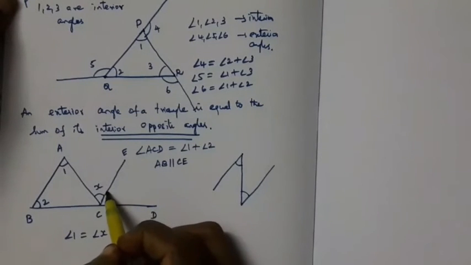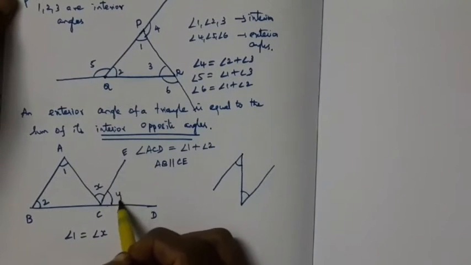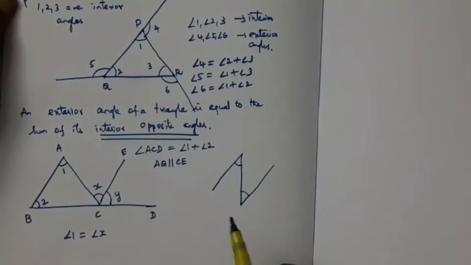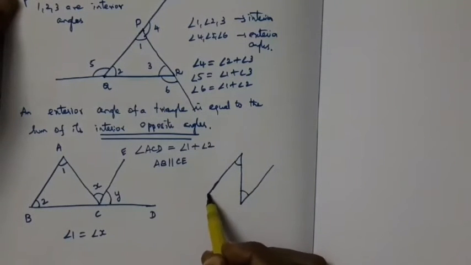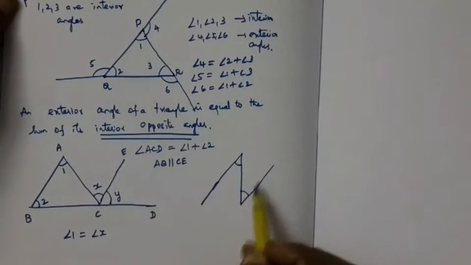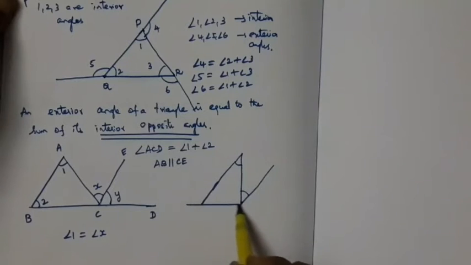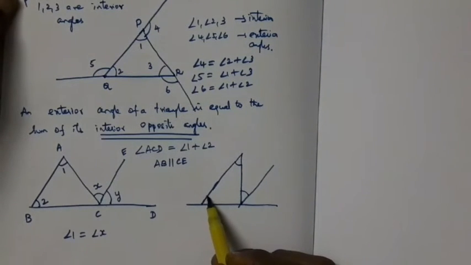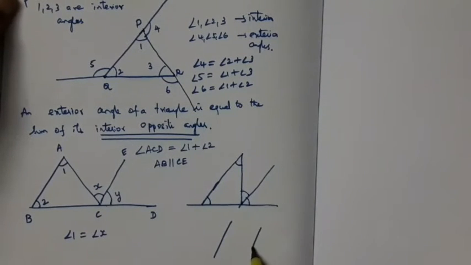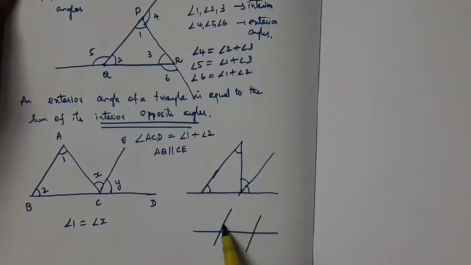Okay, so I am making this angle as Y. Now we can see there are two parallel lines here and there is another line here such that this and this angle are equal. So two parallel lines are here and the line is here. This angle and this angle are equal. Why? Because they are corresponding angles.